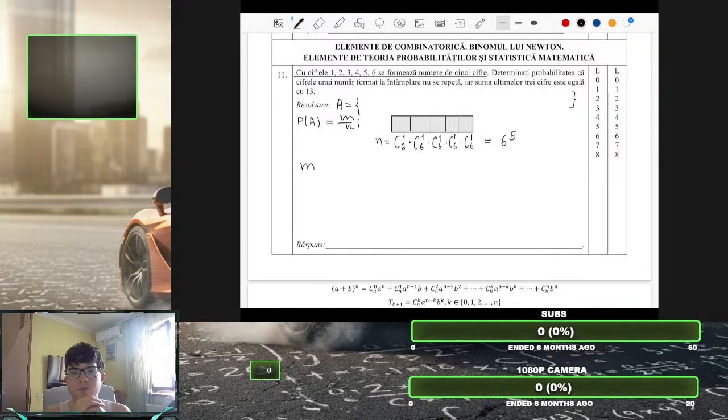So maybe I should start off with focusing on the last 3 digits. Essentially, I can do it like this. 13 sums, so it can be 6 and 5, which is going to be 11, and 2: 6, 5, 2. Or it can also be 6, 4, 3.